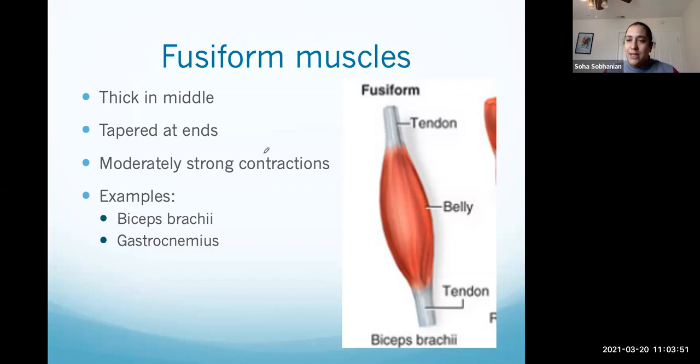And then the gastrocnemius muscle, which may sound new to you until you actually do your muscle lab. That's your calf muscle, basically the muscle on the bottom back of your leg.